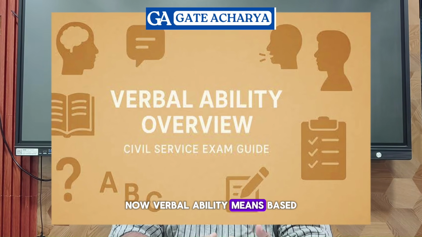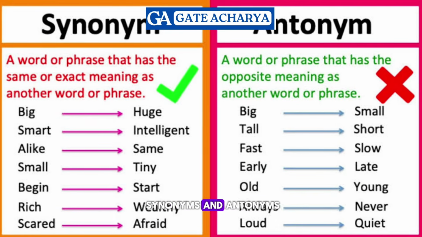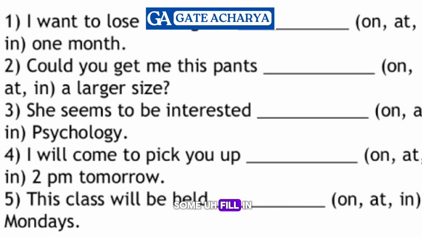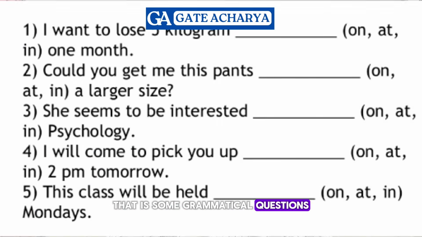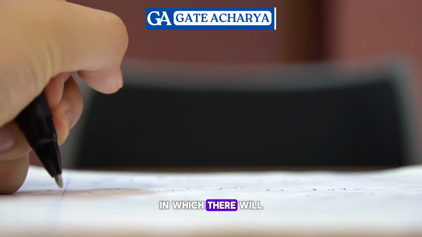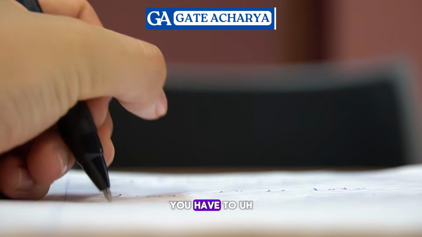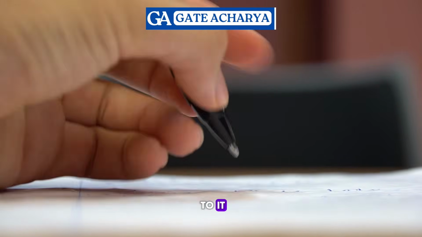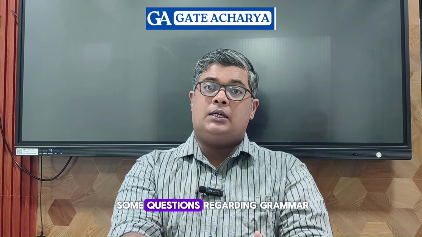Now, in verbal ability, what I've seen in previous GATE papers is mainly vocabulary. In vocabulary, mainly synonyms and antonyms. Then we will have some fill in the blanks questions. That is, some grammatical questions. A sentence will be given to you in which there will be a small blank. You have to provide the appropriate option for it. Then there will be some questions regarding grammar, so you'll have to understand English grammar too.